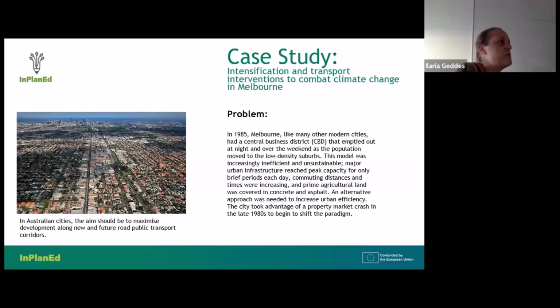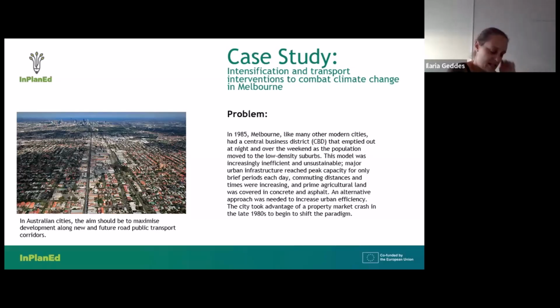They are closed off from 5 p.m. They're empty, no one can use them. At the weekend, they're empty, no one can use them, neither for parking or anything else. It's a huge amount of land and unused infrastructure. So they decided to do something about it because it was increasingly inefficient and unsustainable.